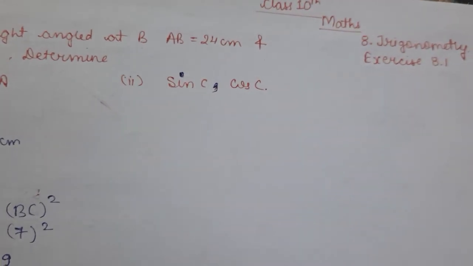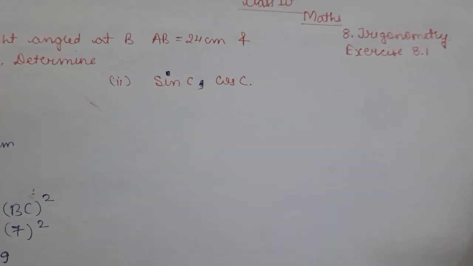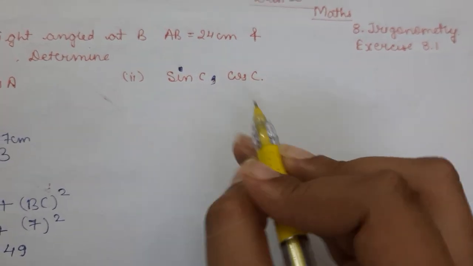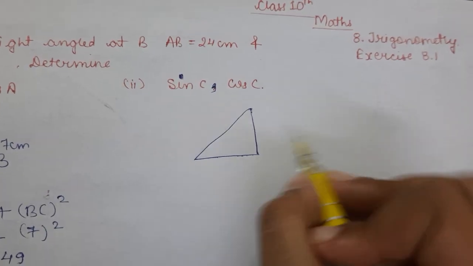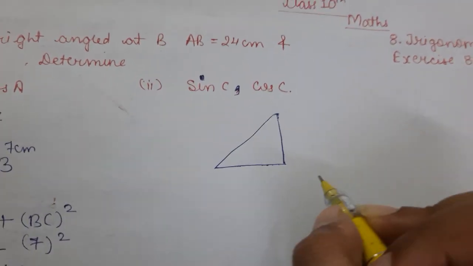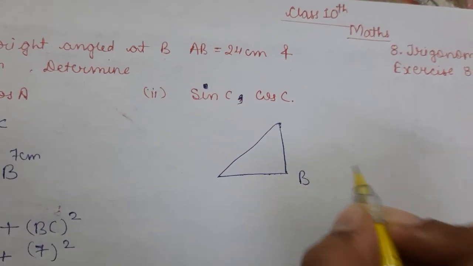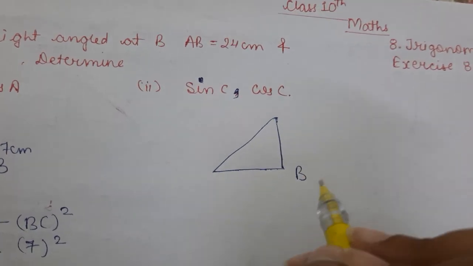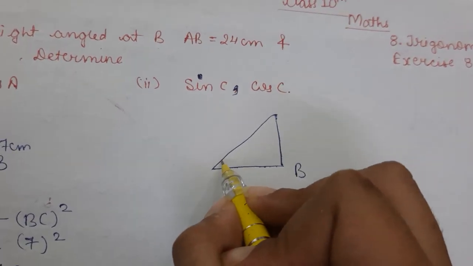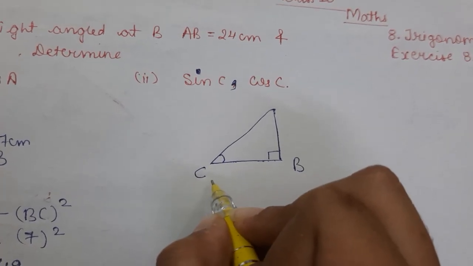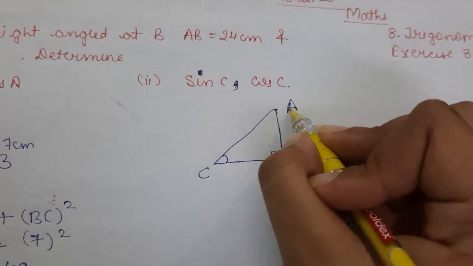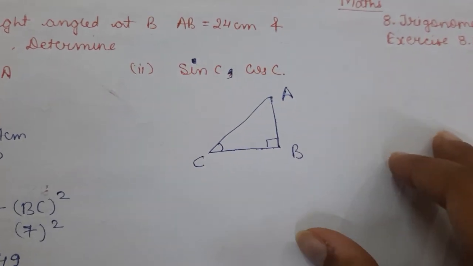Let's continue with part 2 of the same question. We need to calculate sine C and cos C. So let's draw the triangle again, because here we have a different adjacent angle. Given that the right angle is at B, it will be the same. We just need to change the adjacent angle, the angle opposite to the right angle. So this will be the adjacent angle here, and point A we have mentioned.